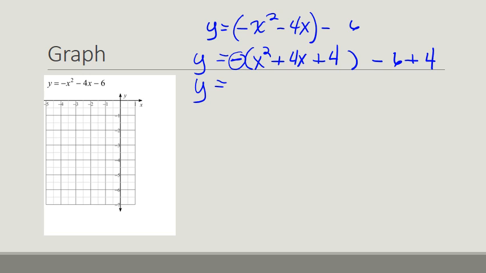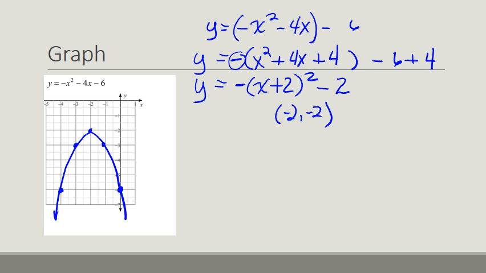Now when I factor, I get negative the quantity x plus 2 squared minus 2. Okay, so now it's in vertex form, and I'm going to get negative 2, negative 2 as my vertex, and it's going to open down. So over 1 and down 1, over 2 and down 4, and there's my graph.